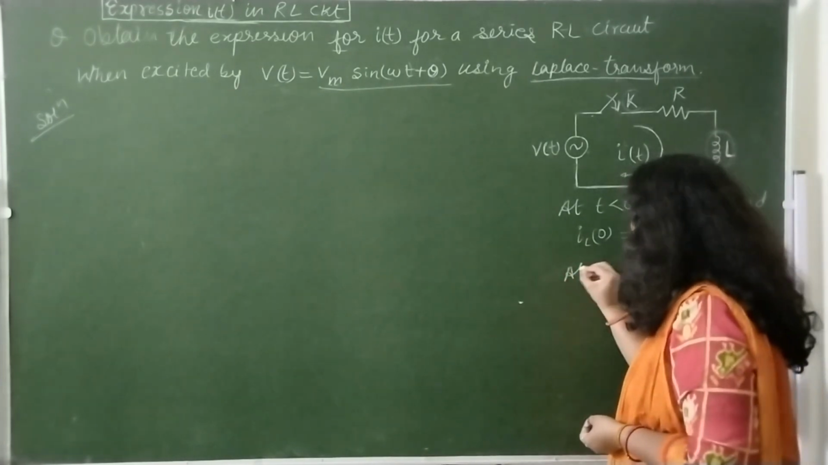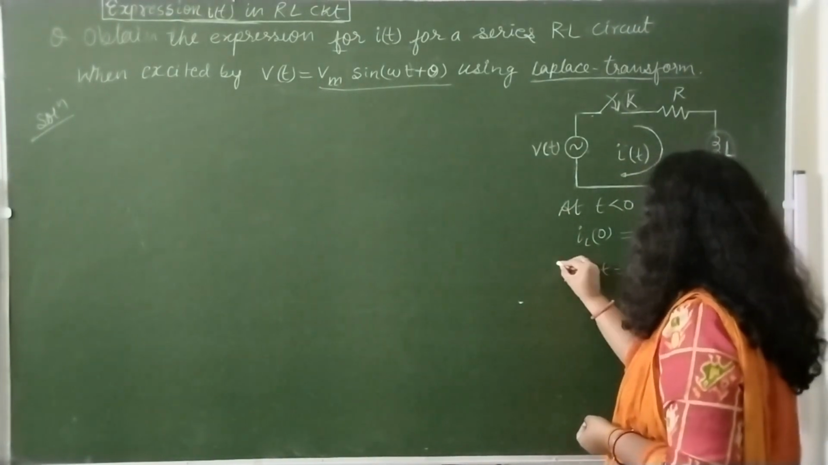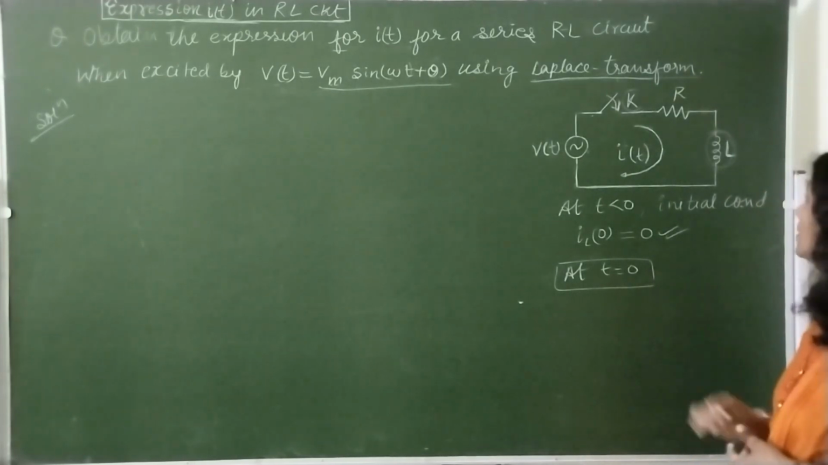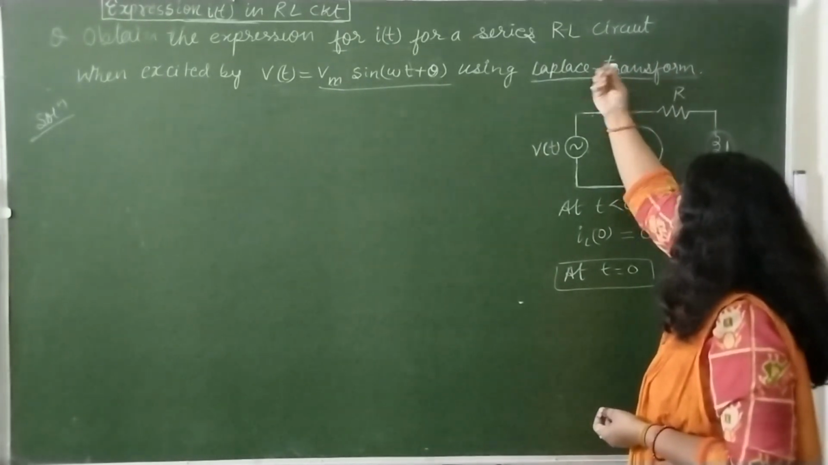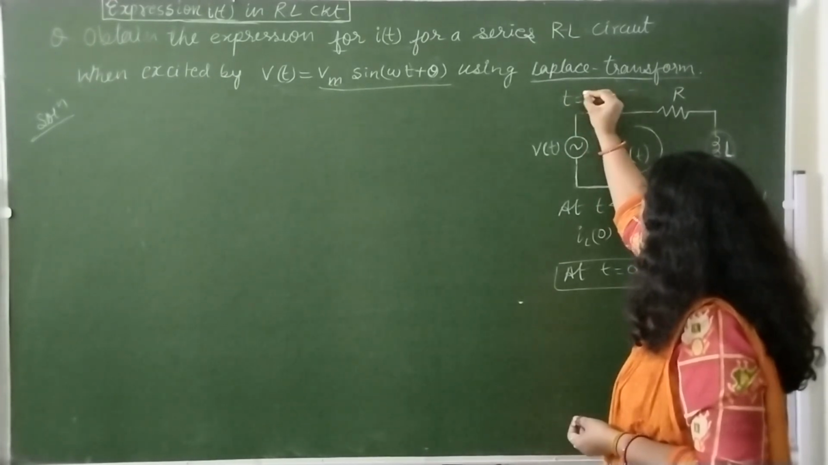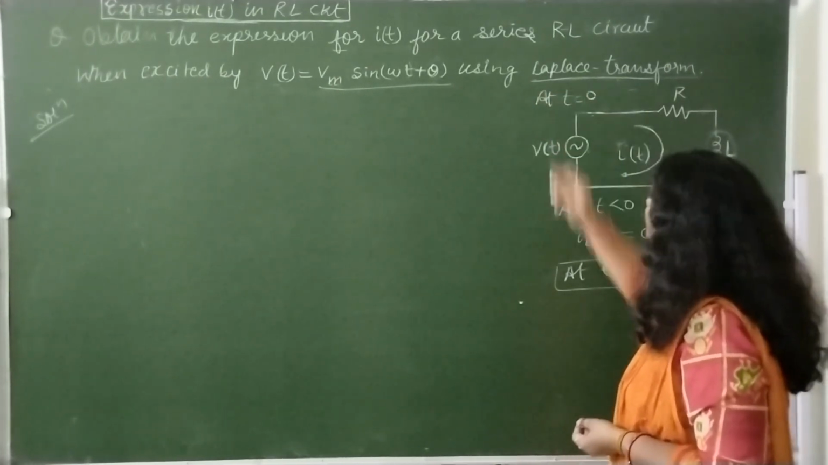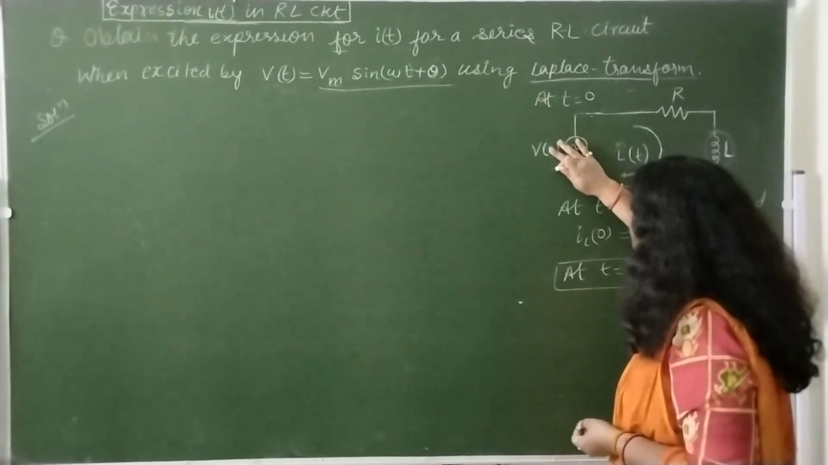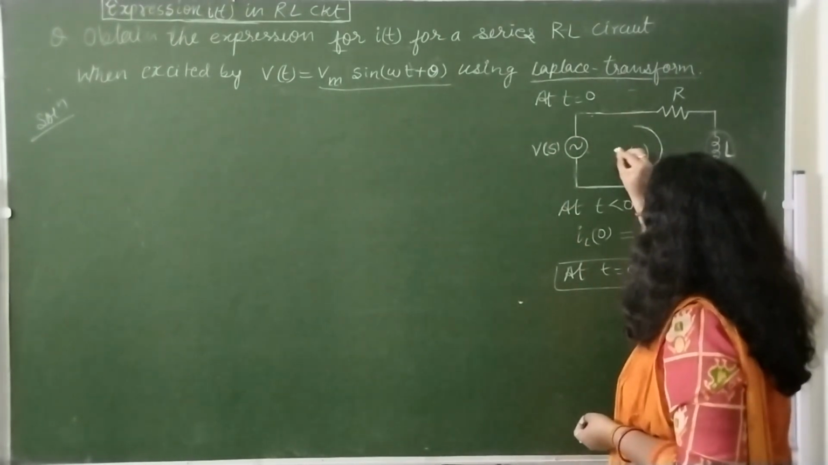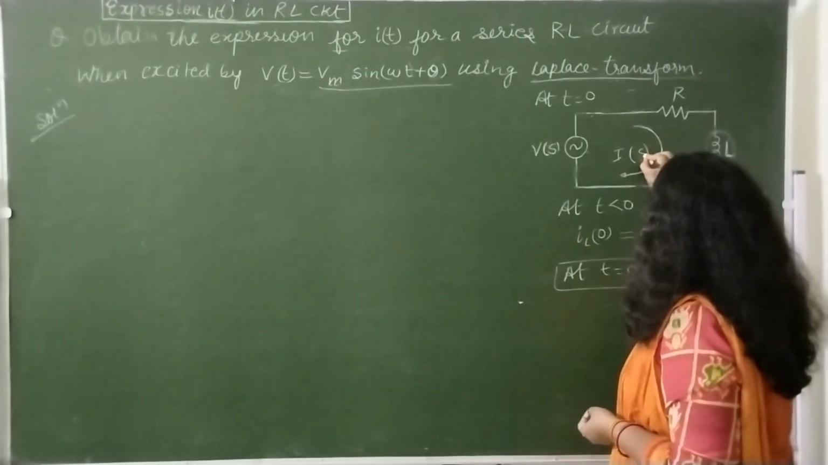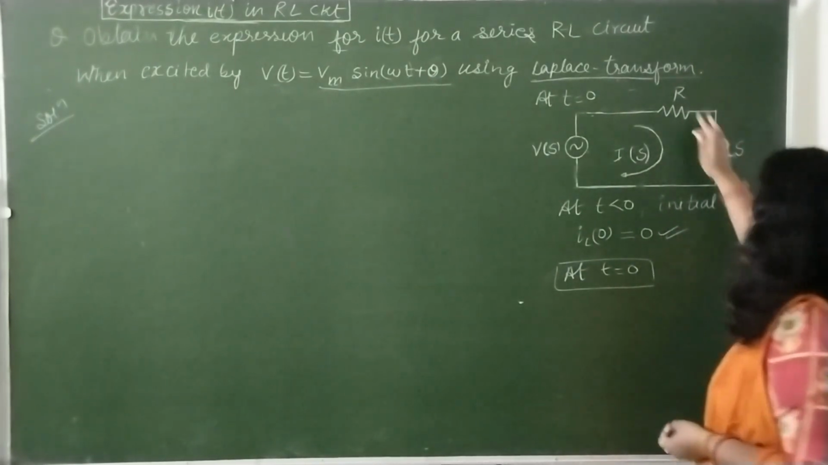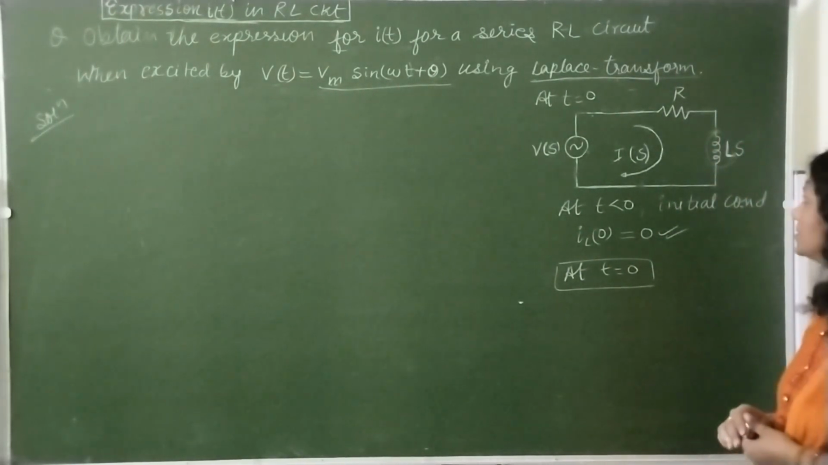Now at t is equals to 0, we draw the transform circuit of this given circuit. So at t is equals to 0, this will be closed. And transform of this is Vs, transform of this current is Is, and transform of this inductance is Ls. R will remain as it is.